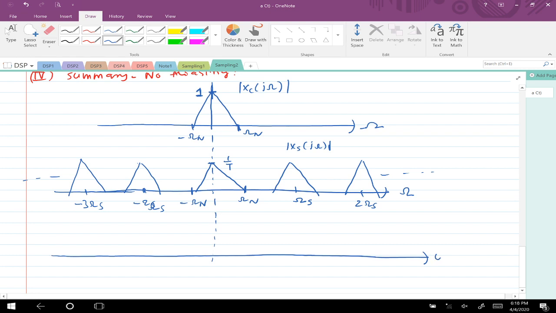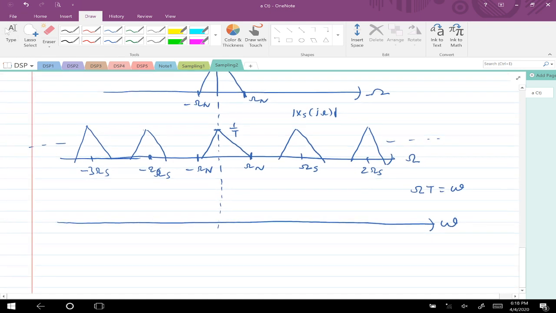Now we move to omega here, right? With respect to this, all that has happened is a scaling, where omega times capital T is your omega. Okay, earlier a copy is placed at omega s.